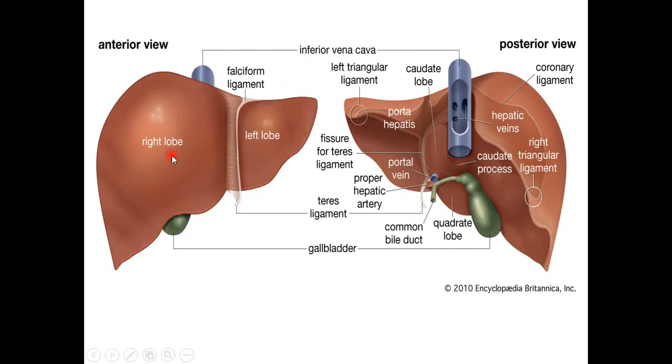This is the right lobe, and this is the left lobe of the liver, and as I told you, it is divided by the falciform ligament. If we see it from the inner aspect here, you could see the gallbladder and the biliary ducts, and this is the caudate lobe, and this is the quadrate lobe as well.